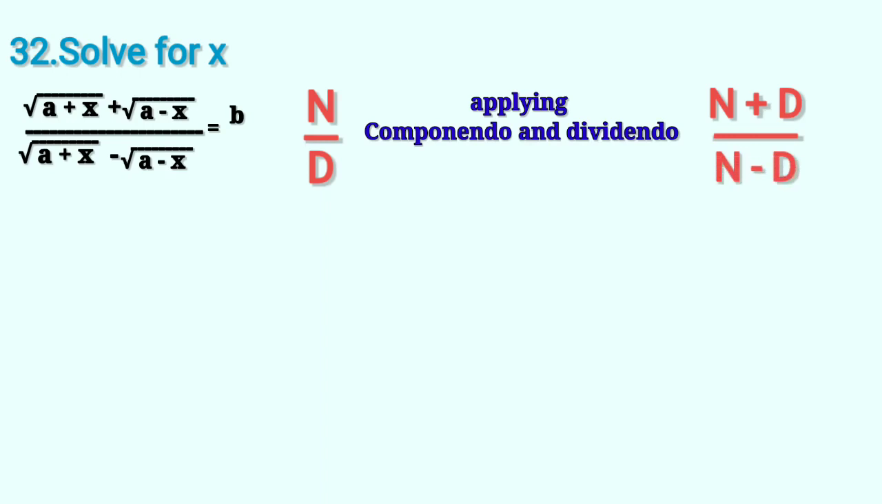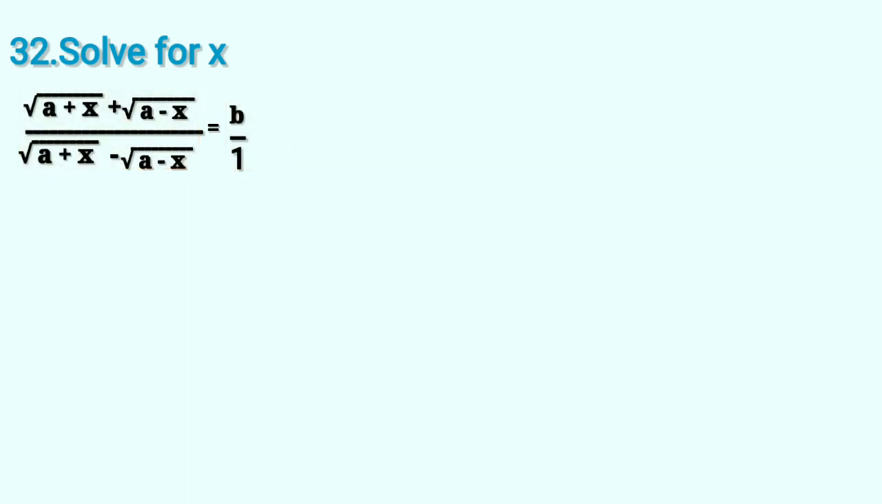One more important thing is whatever we do on the left side, that is applying componendo dividendo, the same thing has to be followed on the right side also. But on the right side we have only b, which is only a numerator. So we will write it as b upon 1, so that we have numerator and denominator, and the same thing can be followed on both sides.